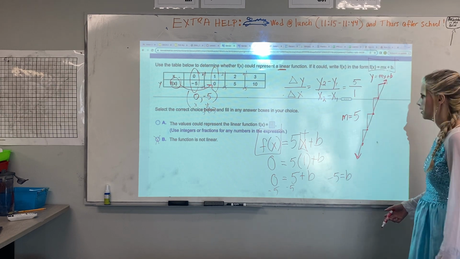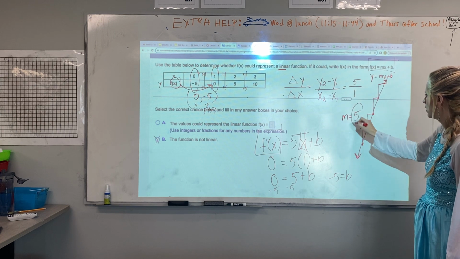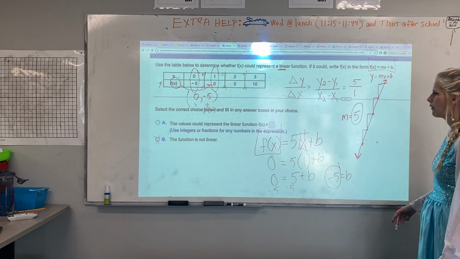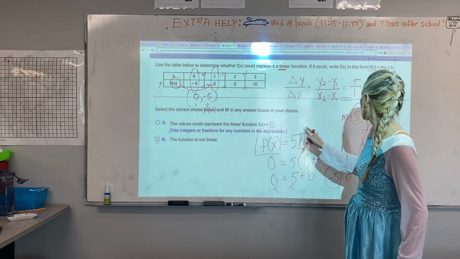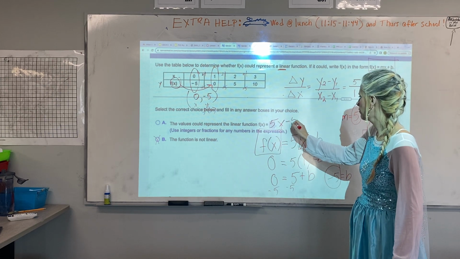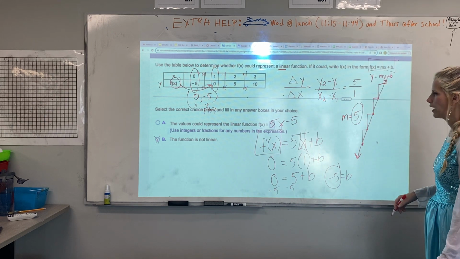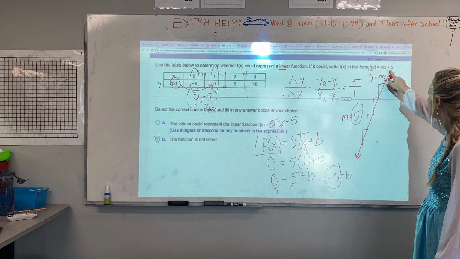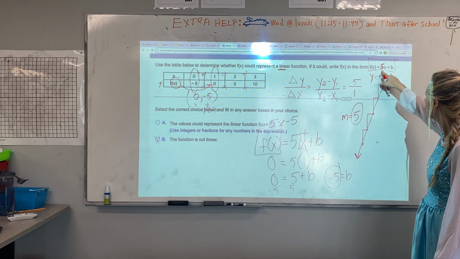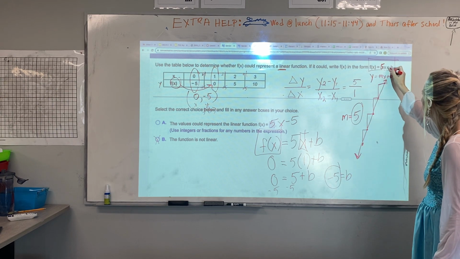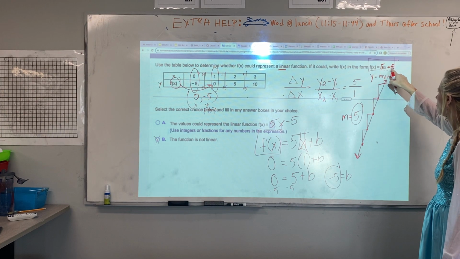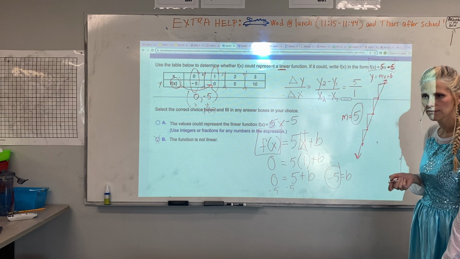Now I have my slope is 5, my y-intercept is negative 5. Now I can fill it in. The function of x is 5x minus 5. I am writing my function notation, with the 5 for my slope and minus 5 for my y-intercept. Function of x equals 5x minus 5. That's it. That's the function.